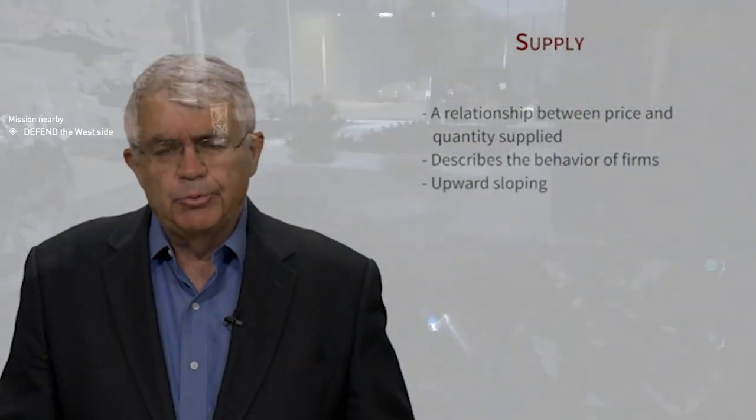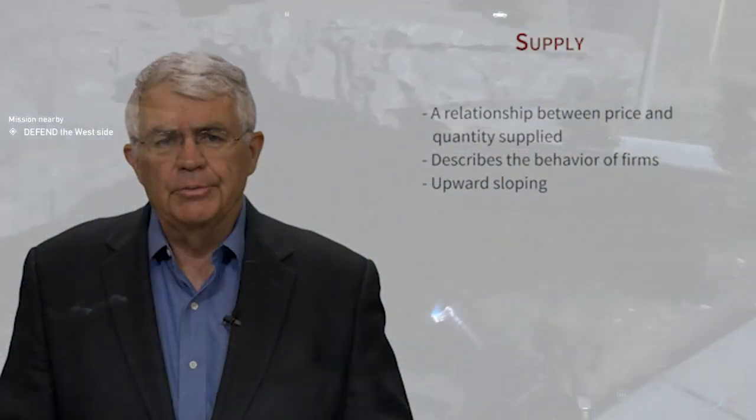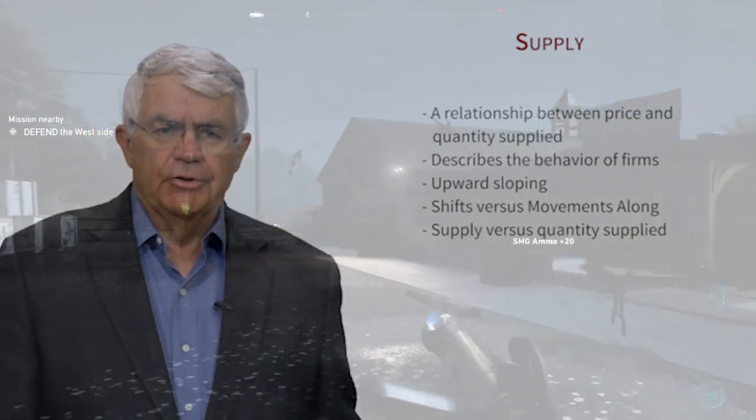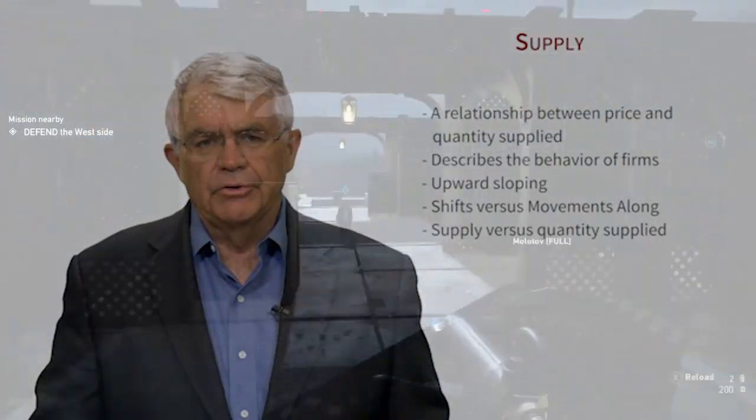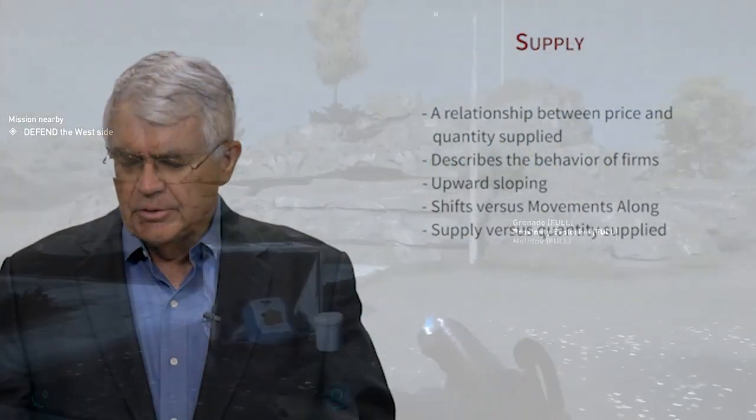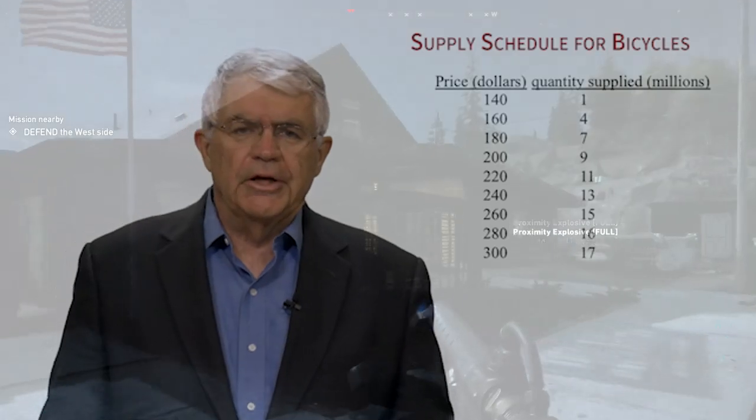The relationship will be generally upward sloping, unlike the demand curve, which is downward sloping. But we also want to consider shifts of the curve and movements along the curve. It's very important to distinguish those two, as was the case with demand. So let's get started with an example, again sticking with this bicycle market that we've looked at already.